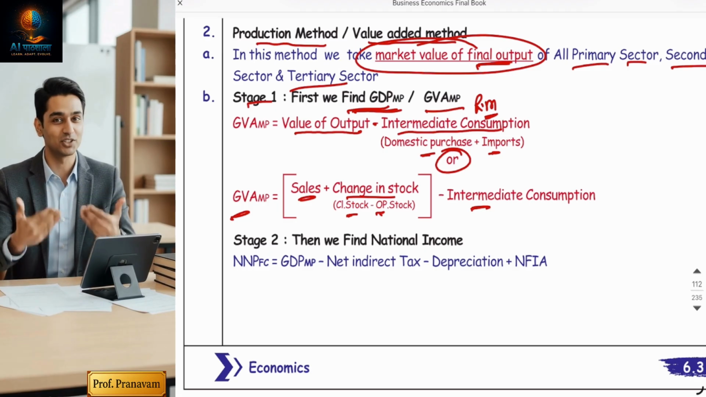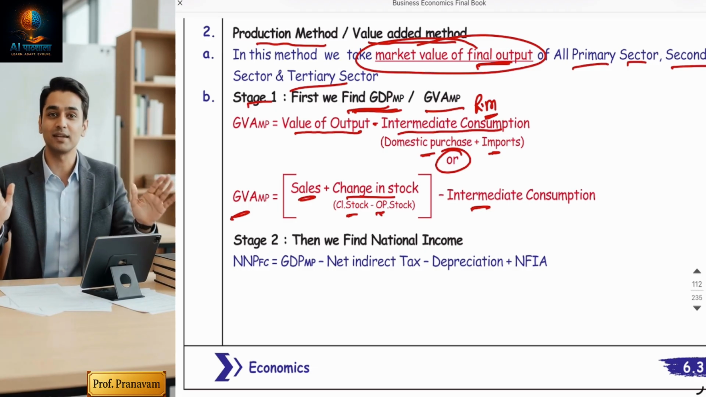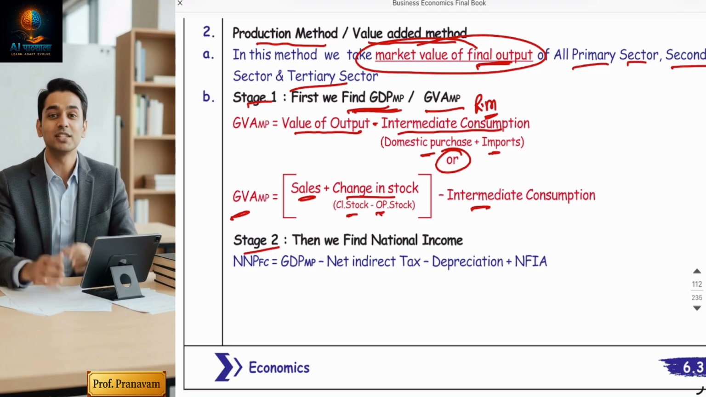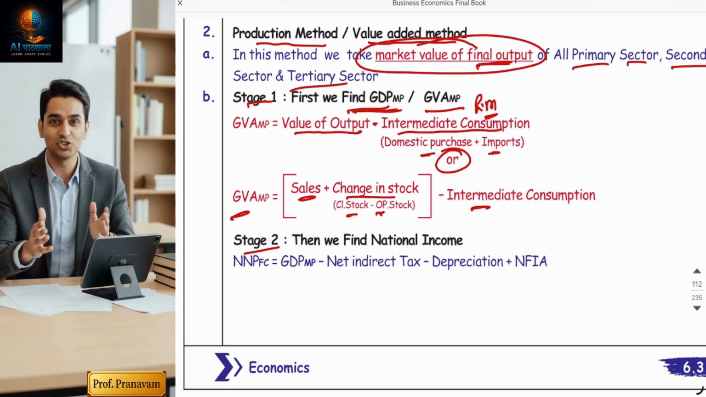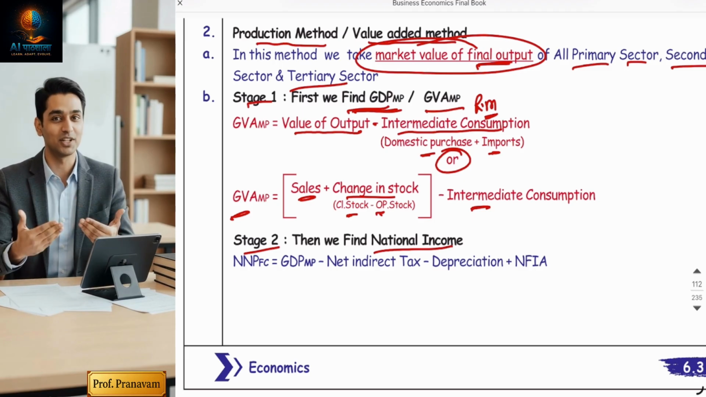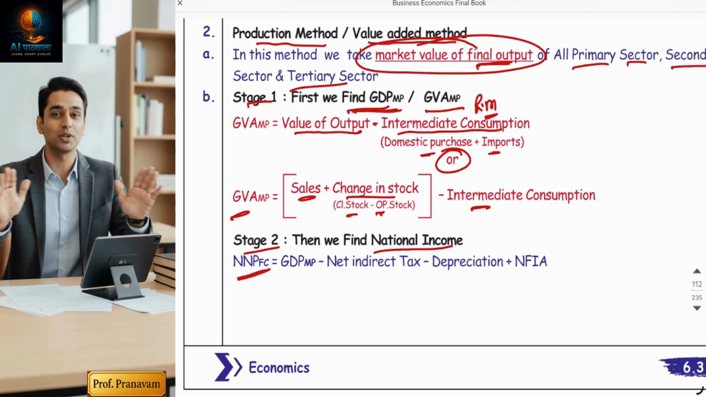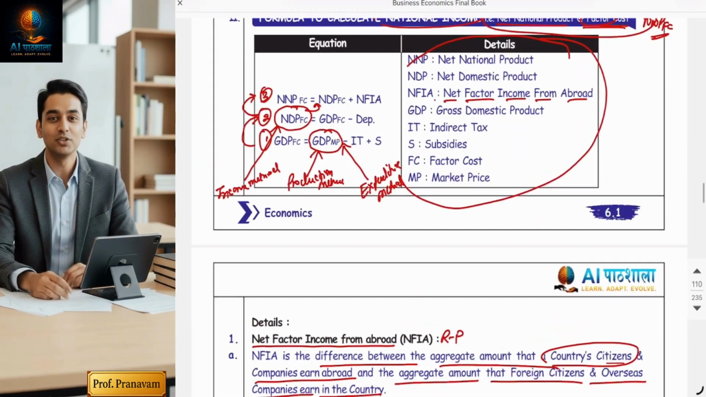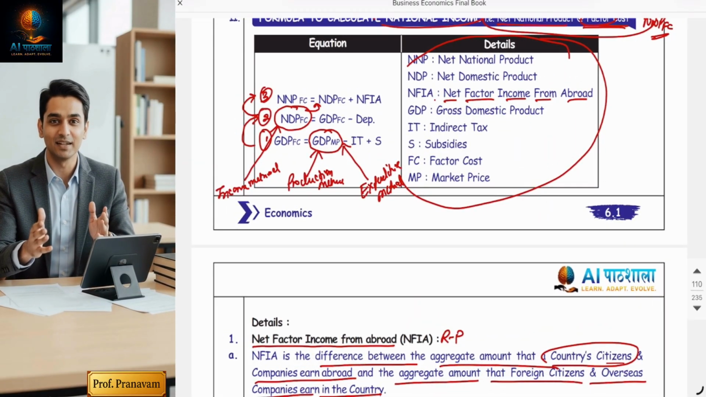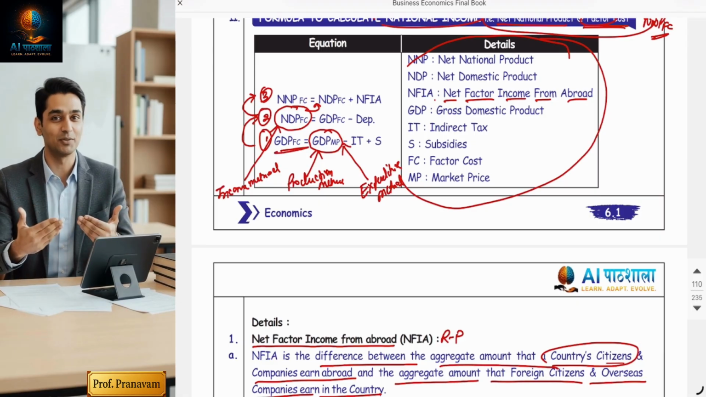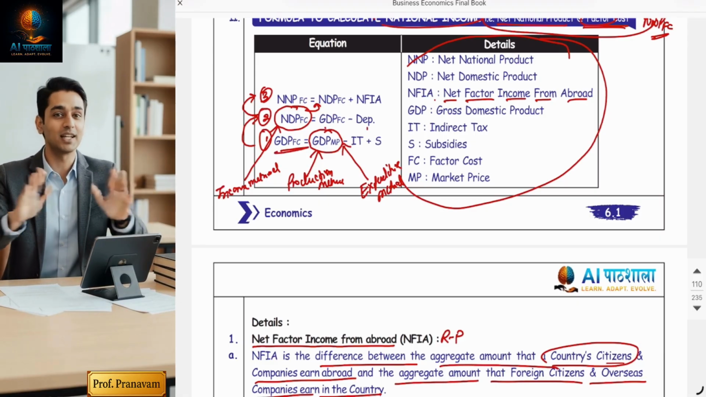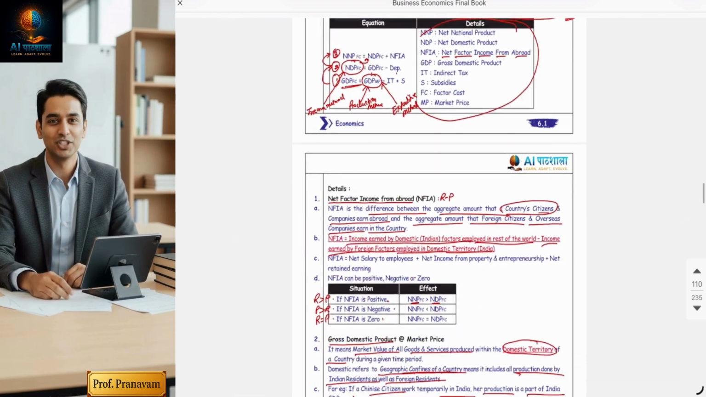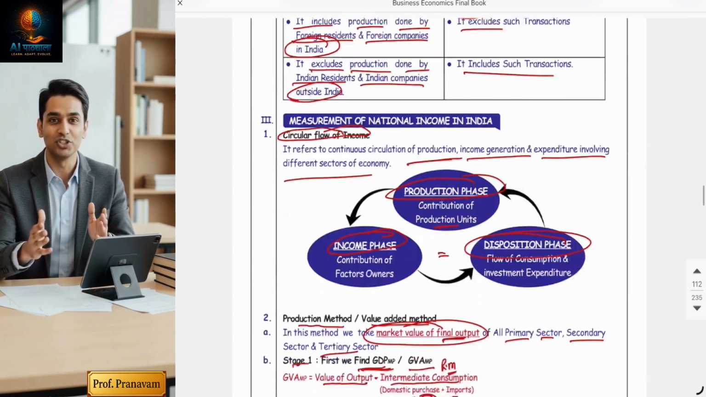After getting gross value added, the purpose is not to calculate GDP. The purpose is to calculate national income. Then in stage two, we can find national income. So for NNP at factor cost, the formula is the same as what we have studied. From GDP at market price, we find GDP at factor cost. Then from GDP at factor cost, we reduce depreciation, we get NDP at factor cost, and then add NFIA. So this is how the formula is created.